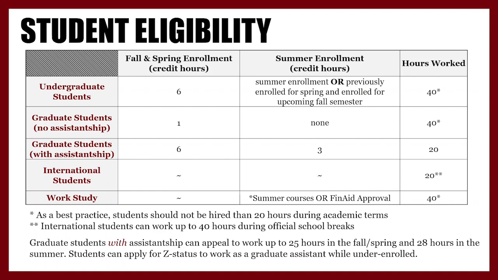International students will follow the same enrollment requirements as their U.S. national counterparts. However, they are only permitted to work up to 20 hours per week during the academic terms. On official school breaks, i.e. the winter, the spring, they can work up to 40 hours per week. Work study students have the same requirements as their counterparts except during the summer. To use work study funds for student employment in the summer, students must be enrolled in summer courses or obtain approval from the financial aid office.